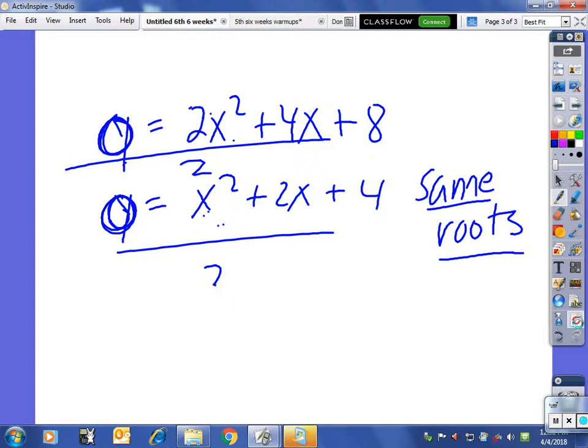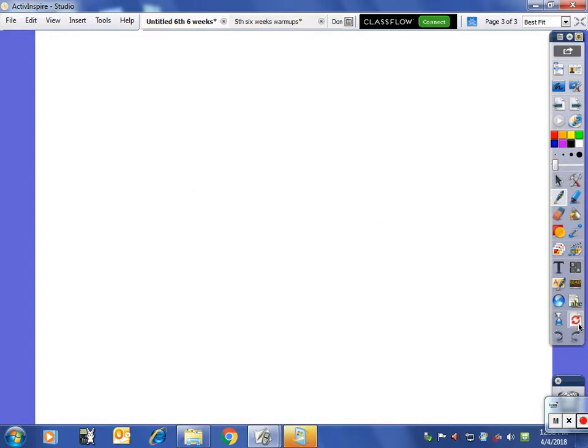So please, please, please, erase that from your brain. You cannot take a parabola like this. You can't really reduce that. You just leave it like that. Are we okay with that?